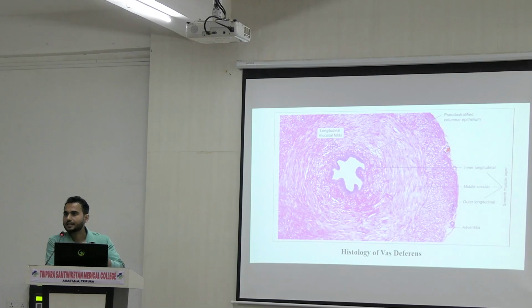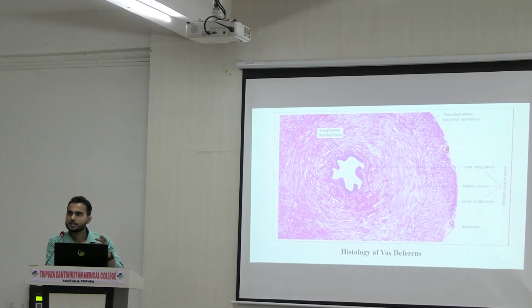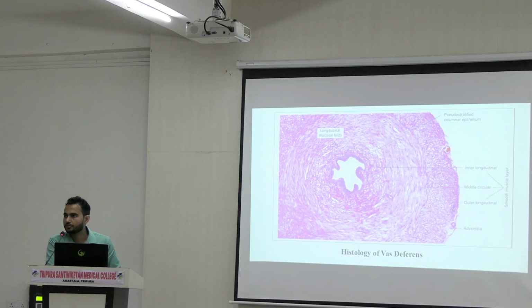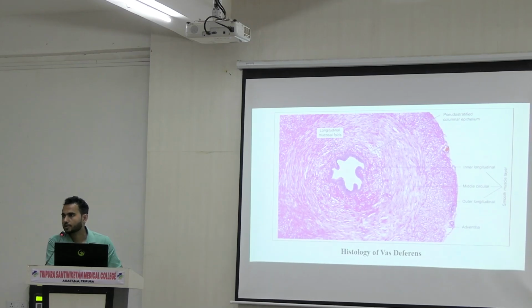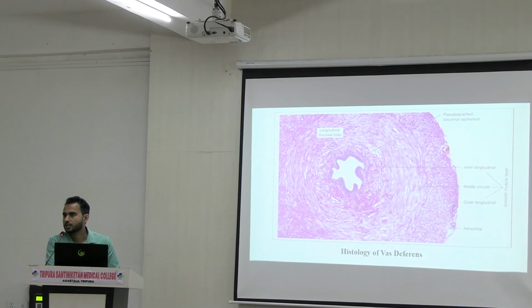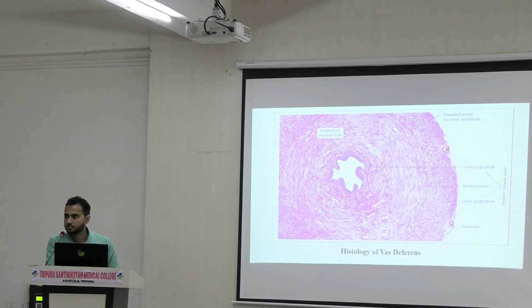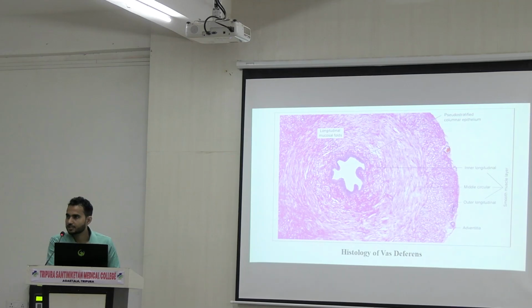So these are the layers of the vas deferens. Identification of the vas deferens is not that difficult, very simple. A star-shaped lumen will be there. In high magnification, you can see the stereocilia also, and along with that, three layers of smooth muscle followed by the adventitia. So that is all about the vas deferens.